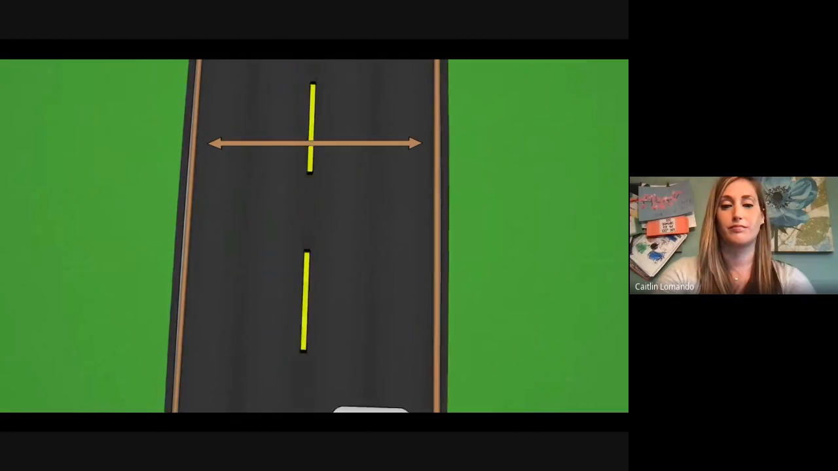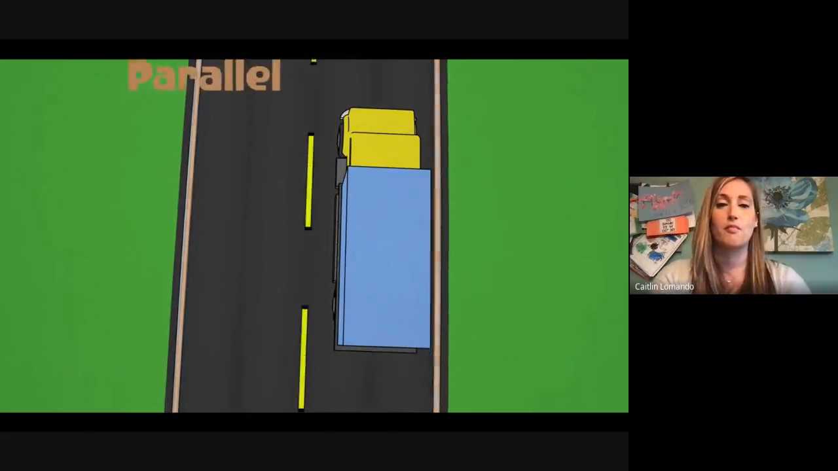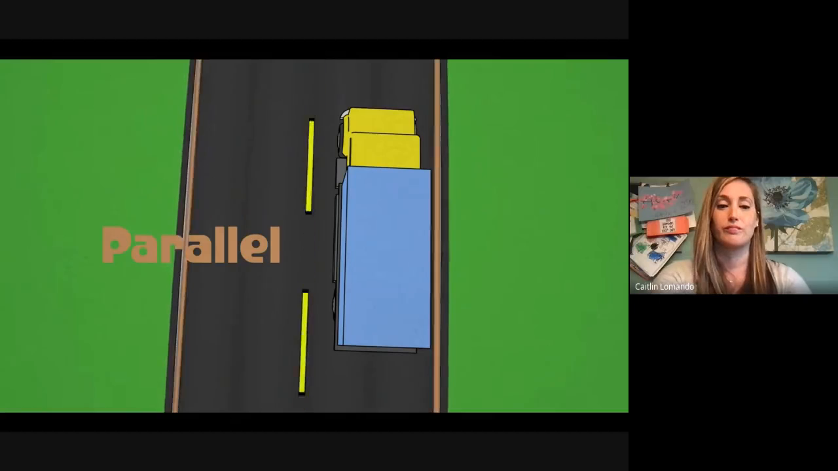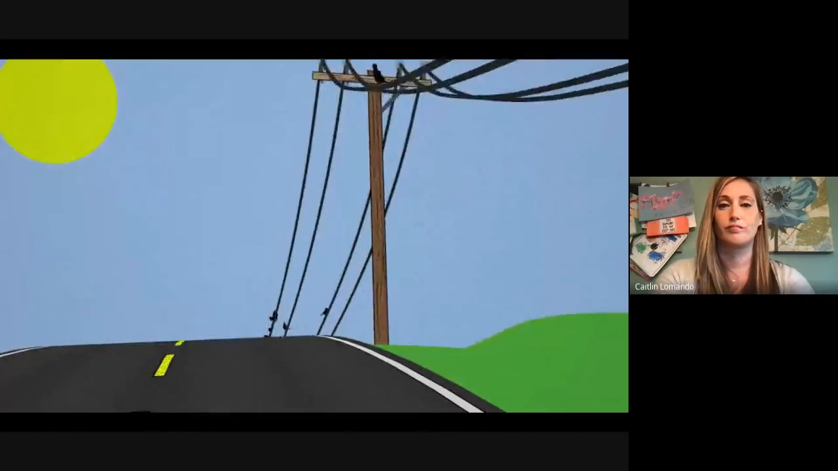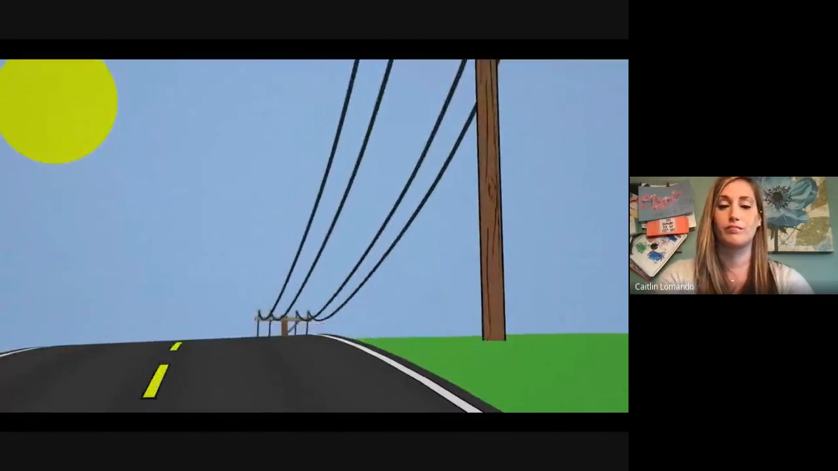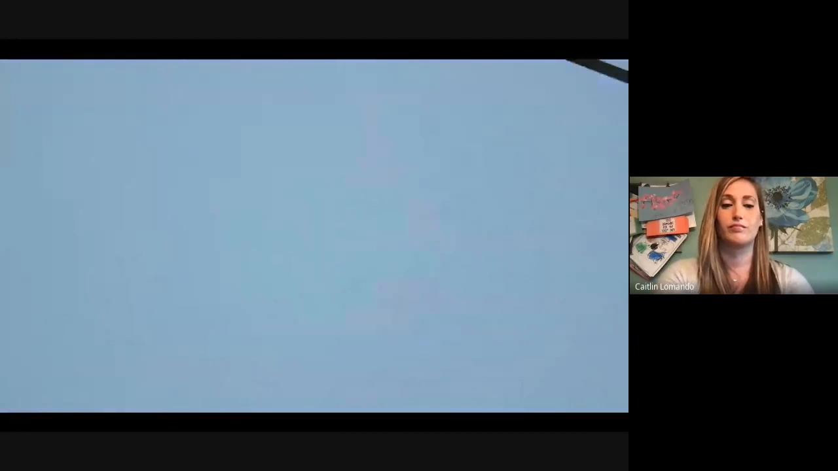When two lines will never touch, then you can tell that those two lines are parallel. Like these telephone wires up above the street. Parallel lines will never meet.